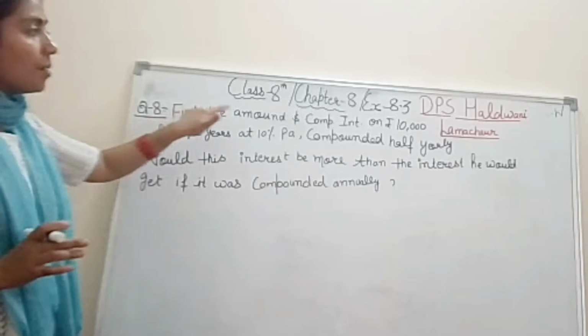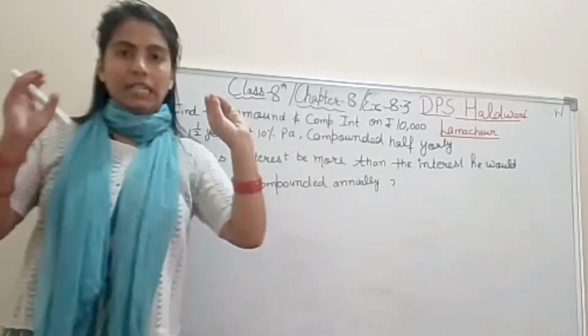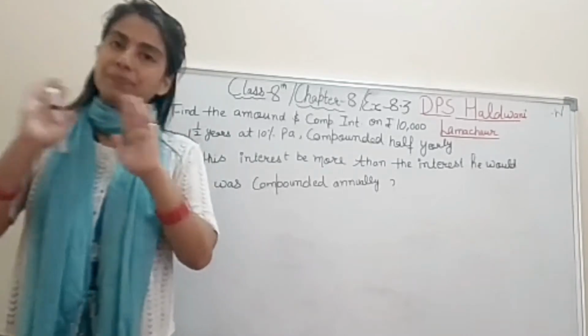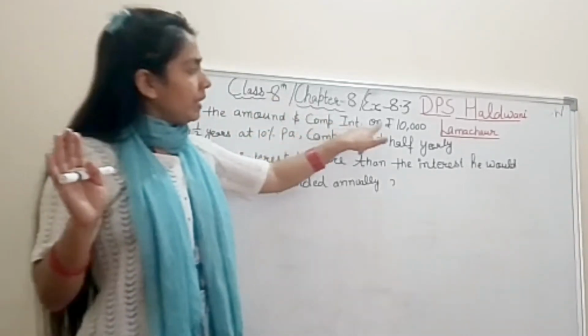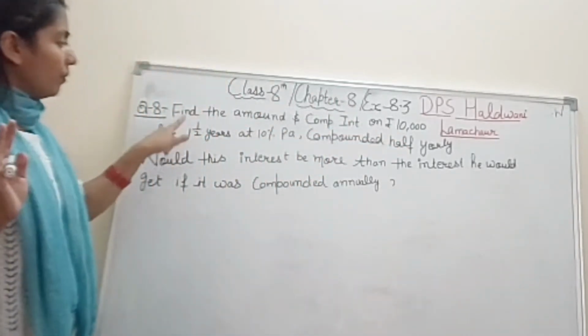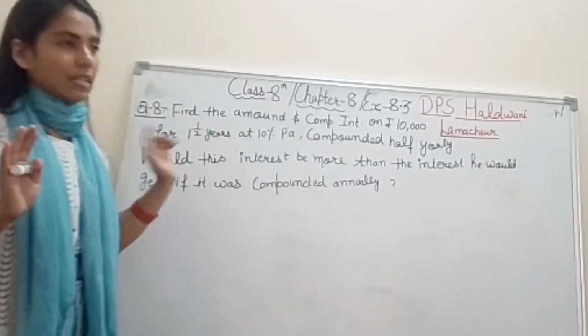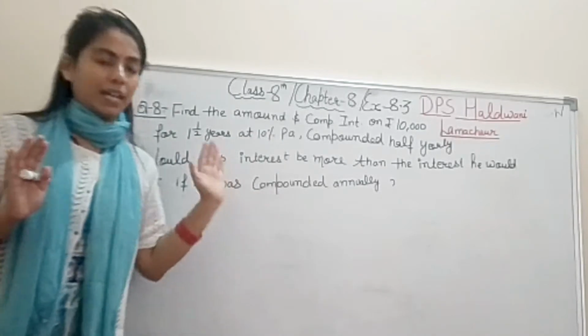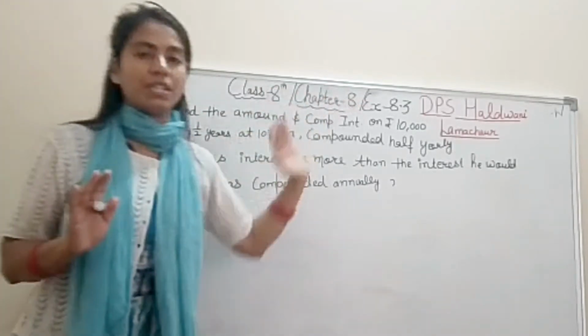Question is, find the amount and compound interest. It means you will find out the amount and after that compound interest, that is A minus P. That's simple. On 10,000 rupees for 1 1/2 years. It means this is principal. It is time at 10% per annum. So this is time, rate and principal.